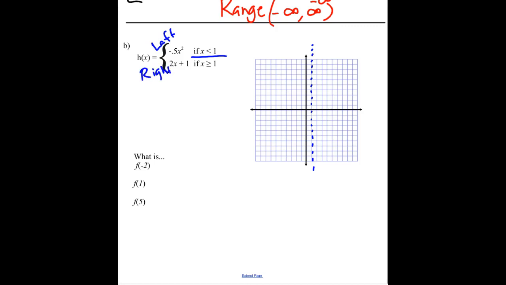Okay. Let's start with the one on the right. Let's get the line drawn in. That's the easier one. What's my y-intercept? Positive 1. So I'm going to start on the y-axis at positive 1. And I need a slope of 2. So up 2 over 1.